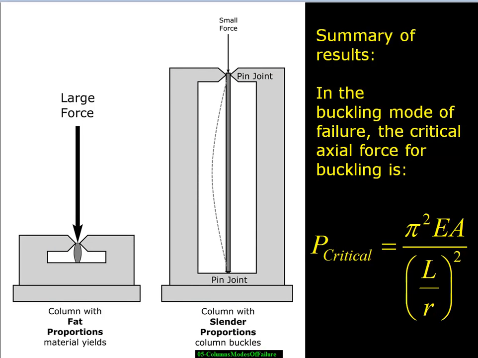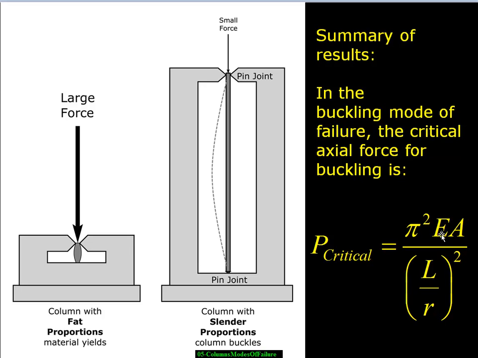Now all these columns that we've been talking about so far are pin-pinned, and relative to this issue of buckling, the failure stress, or what we sometimes call the critical axial stress for buckling, is given by this expression. First of all, there's a pi squared here. Don't worry about that. That's a constant that falls out of the scientific theory. Pi squared is about 10, roughly. But that's a number that exists that we have to deal with.